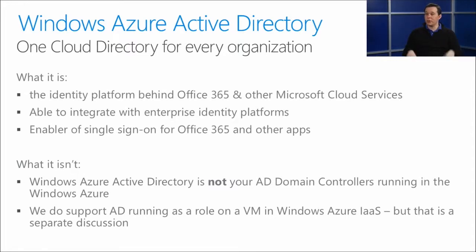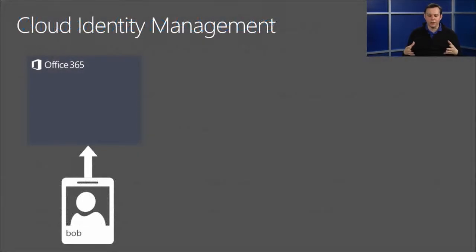It's really just a programmatic endpoint for all of our applications, and a way for you to control access to multiple cloud services or even on-premises services that connect up to the Windows Azure AD APIs to integrate with those applications as well. So let's take a quick look at how Office 365 handles authorization and authentication through Office 365. So say I'm Bob.